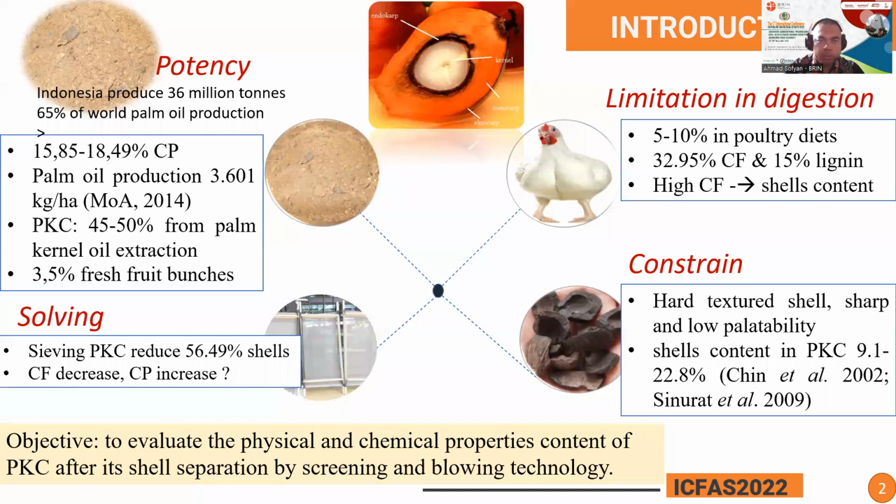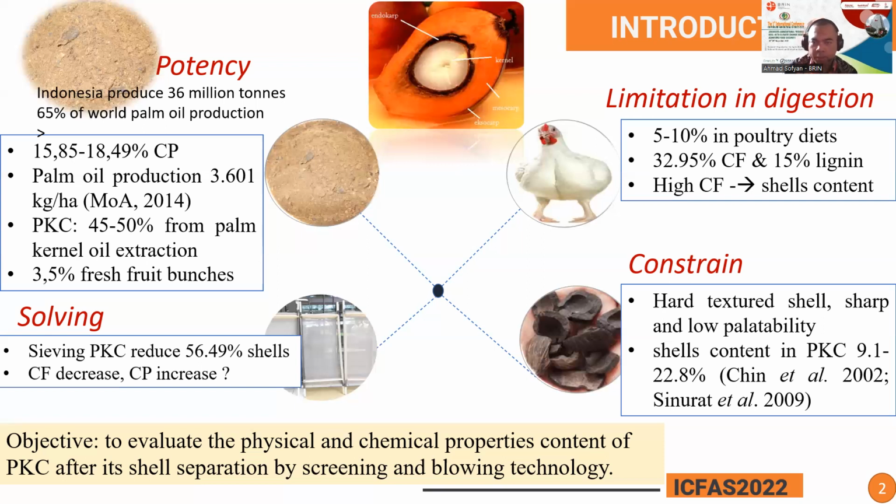We know that Indonesia has high potential of raw material for feed ingredients. Indonesia produces about 36 million tons, or 65% of the world's palm oil production. One of the byproducts from palm oil production is palm kernel cake. Palm kernel cake contains about 15 to 18% crude protein. It has potential as a feed ingredient.